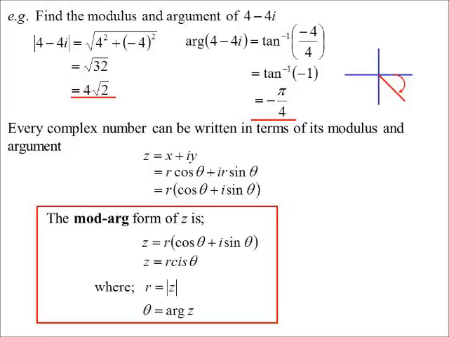But you don't want to get confused with cos. So make sure it's cis or cos. Which one is it talking about? So r cis theta, and r is the modulus, theta is the argument. 4 minus 4i would be 4 root 2 cis of minus pi on 4.